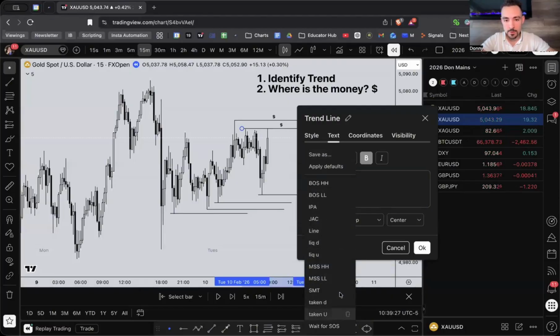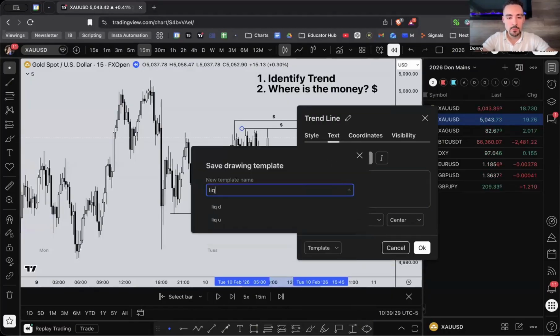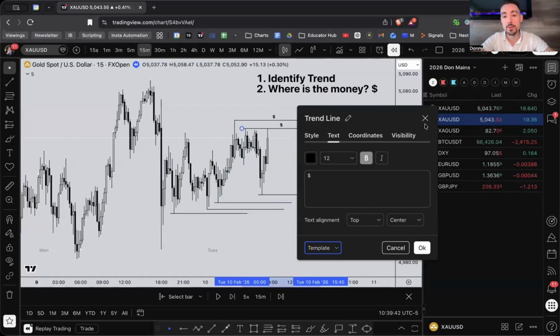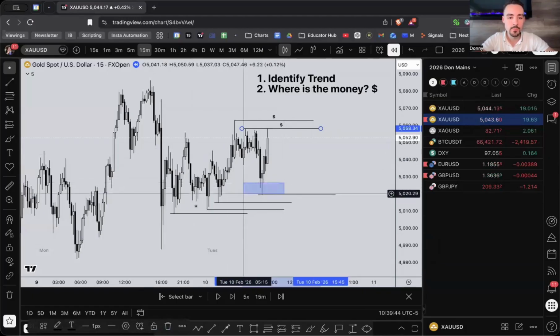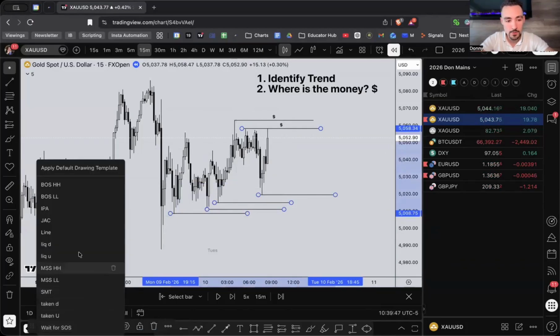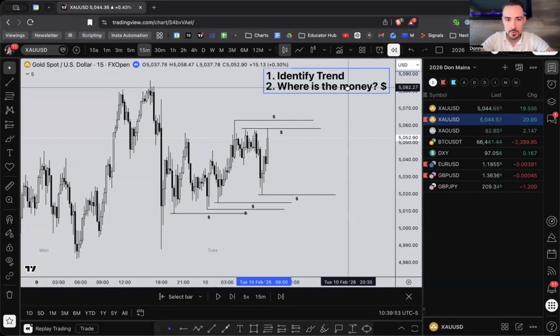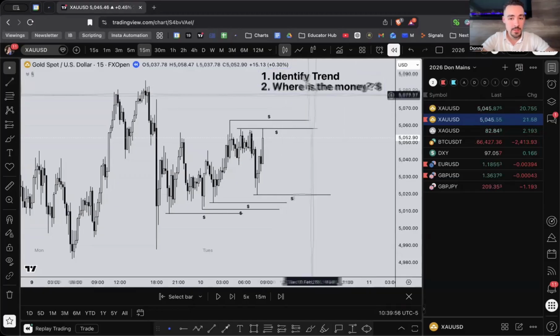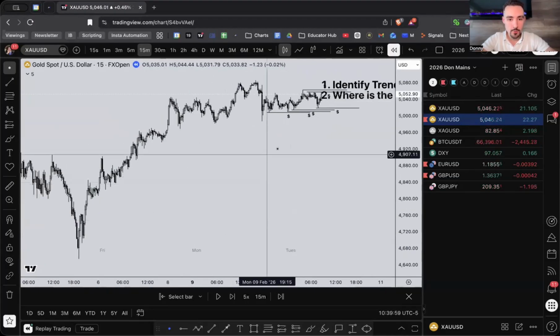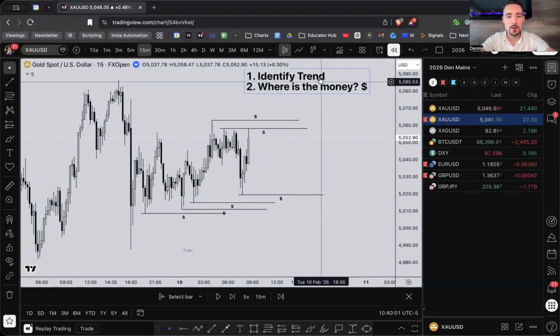So I have a bunch of templates saved. I can go save as liquidity, buy side, right? Because the dollar sign is on the top. That's for buy side liquidity. And you can save these templates very simply, very easily. A lot of people don't even know that. It's a very basic thing, but it's fundamentally important to know. So maybe some of you didn't know that and now you know. But that's the second thing I'm doing. Number 1, I'm identifying trend. I know that we're in a bullish environment. Number 2, I'm asking where is the money?